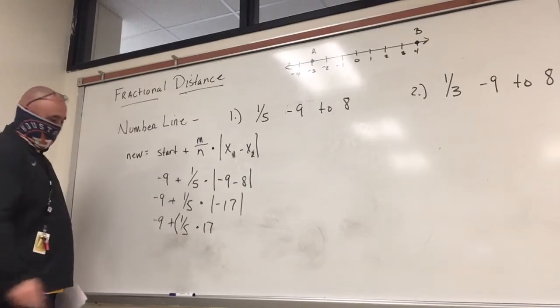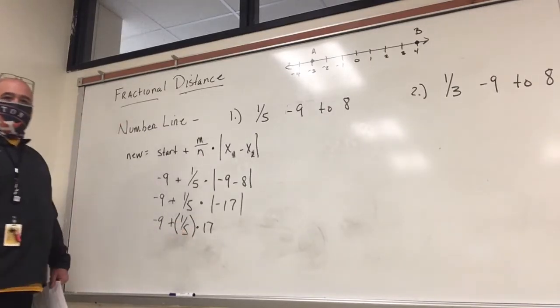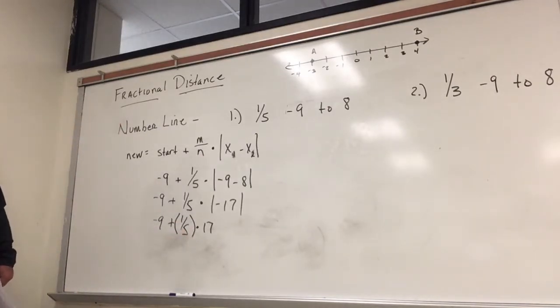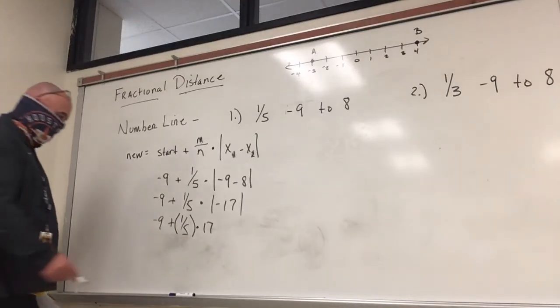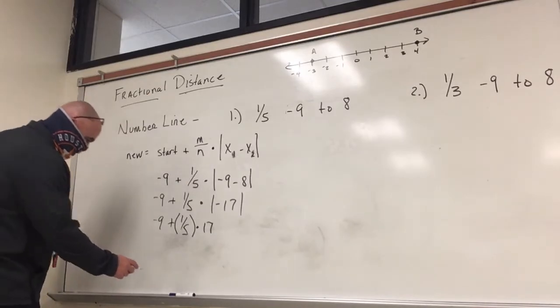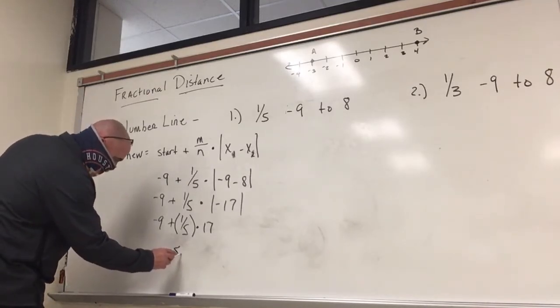plus, parenthesis, 1 divided by 5, close parenthesis, times 17. Press enter. Negative 5.6. What'd you get? Negative 5.6. -5.6.